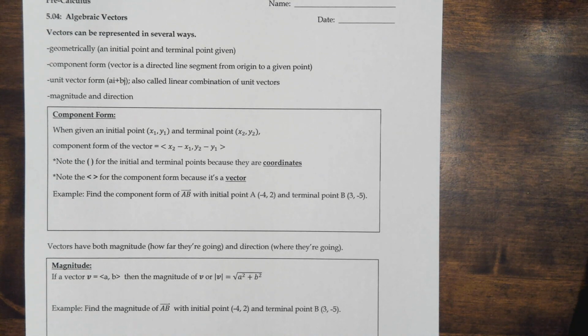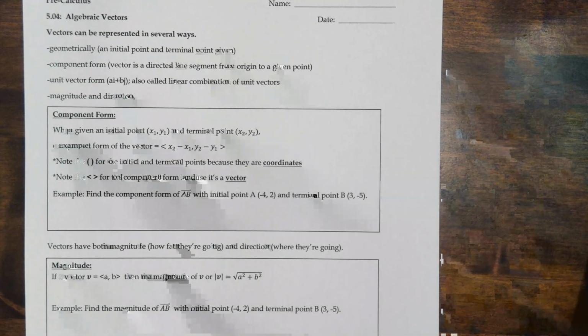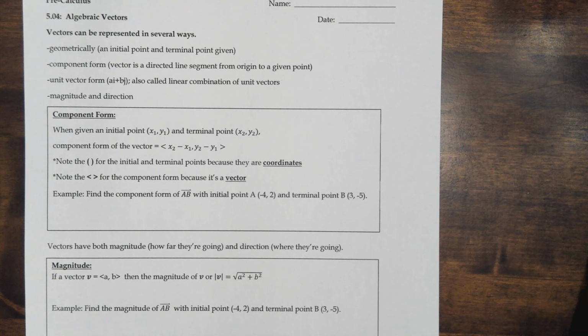When given an initial point (x1, y1) and a terminal point (x2, y2), the component form of a vector is equal to just (x2 minus x1, y2 minus y1). Note the parentheses for the initial and terminal points because they are coordinates. Note that when you're writing the component form for a vector, you need to use the arrows.